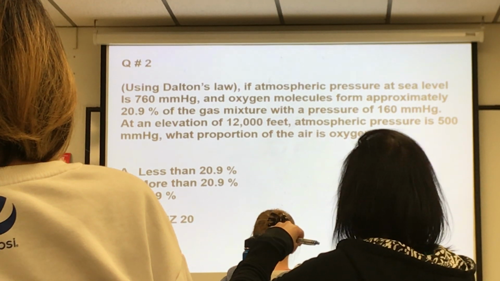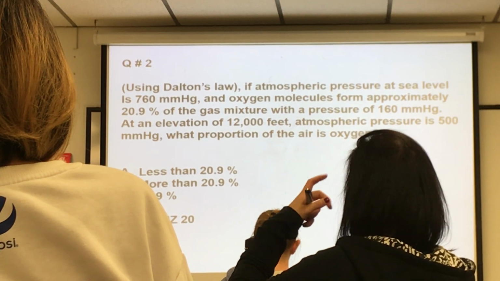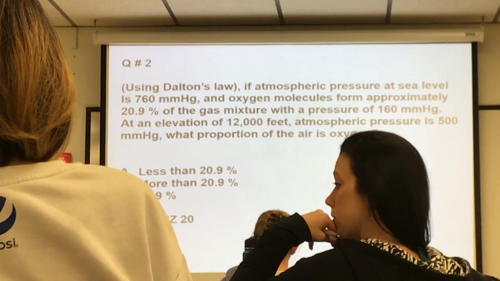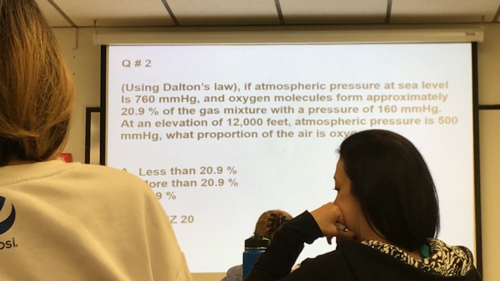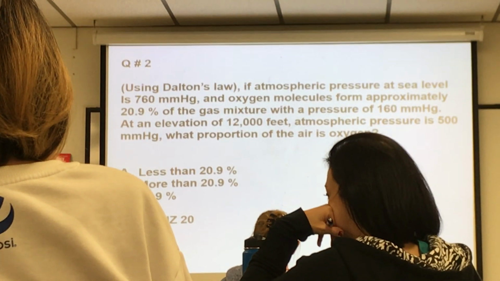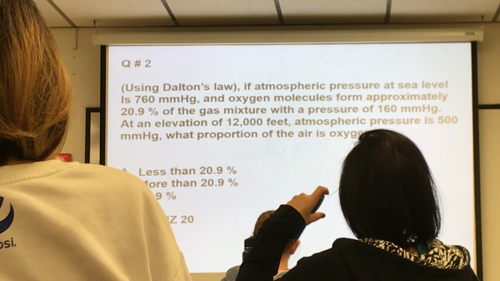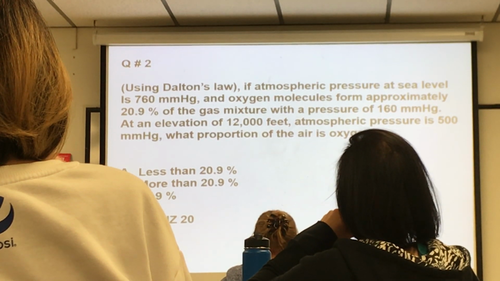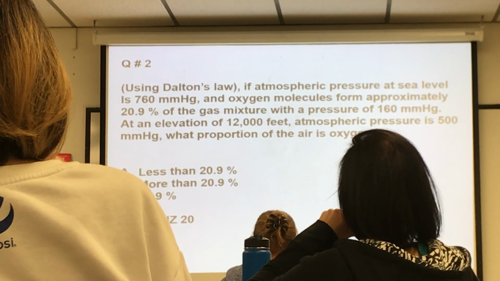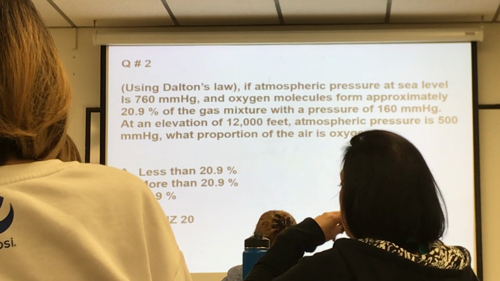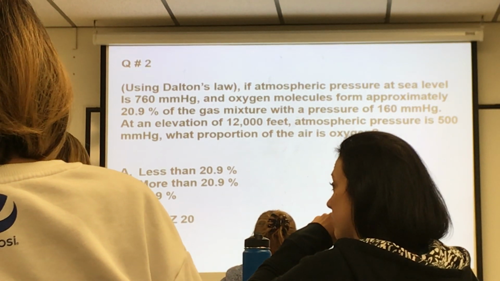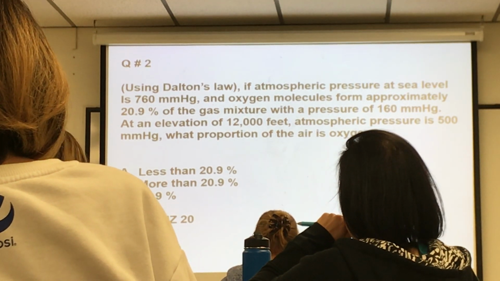All right, so using Dalton's law, atmospheric pressure at sea level is 760 millimeters, and the oxygen fraction is approximately 20.9%. At an elevation of 12,000 feet, the pressure is 500 millimeters of mercury. What proportion of the air is oxygen? A is less than, B is more than, and C is equal to 21%.